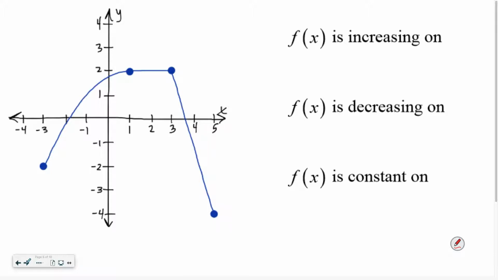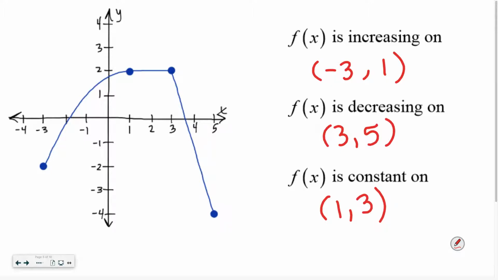If we were to write an increasing interval, what interval would we write? -3 to 1. Everyone together. Where are we decreasing? Where are we constant? We are increasing from -3 to 1. We are constant from 1 to 3. And we are decreasing from 3 to 5. Remember how we notate these with intervals in that open notation.